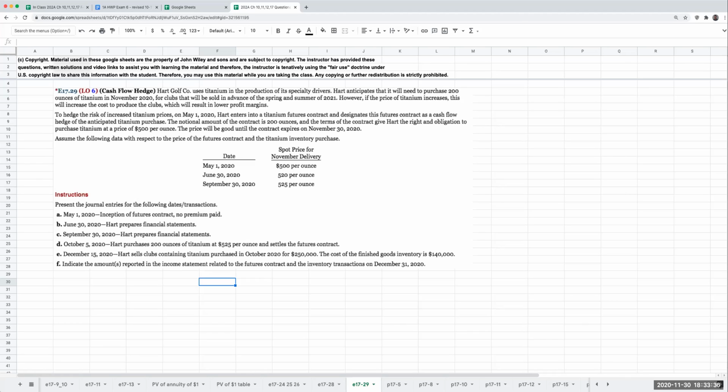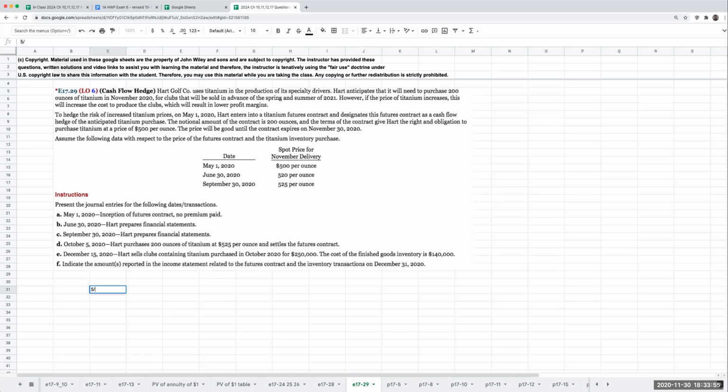The term of the contract gives Hart the right and obligation to purchase titanium at a price of $500 per ounce. The price will be good until the contract expires on November 30th. Assume the following data with respect to the price in the futures contract.